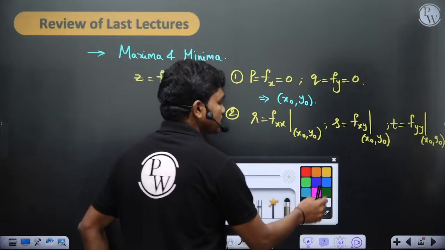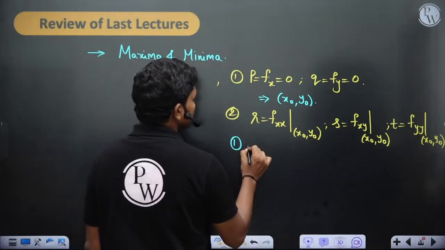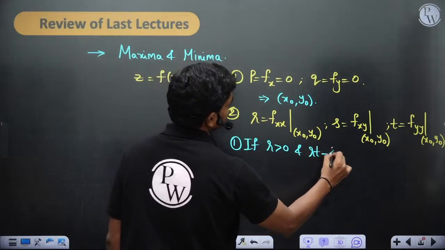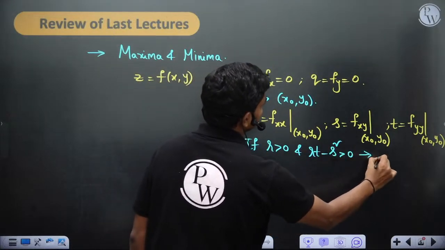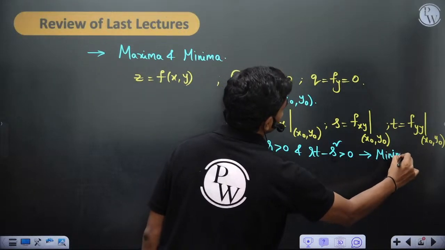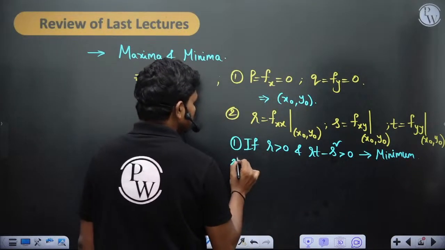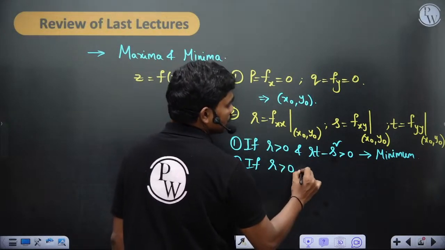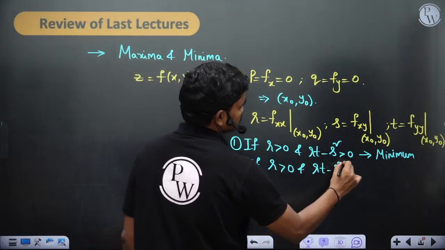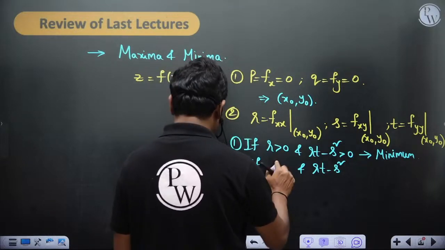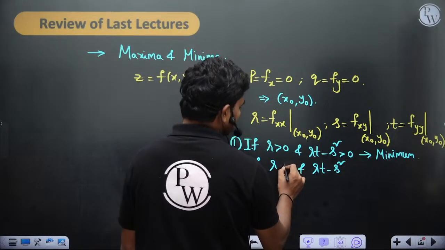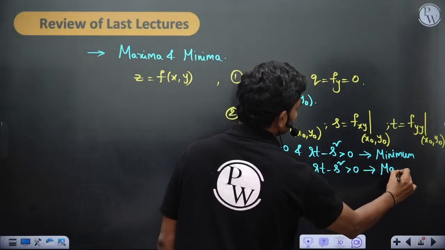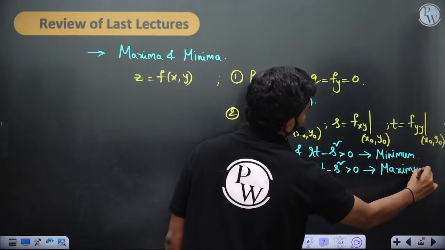Normally we calculate based on the rt minus s square value. If r is greater than 0 and rt minus s square is greater than 0, this implies a minimum. And if r is less than 0 and rt minus s square is positive, then in such a case we have a maximum.